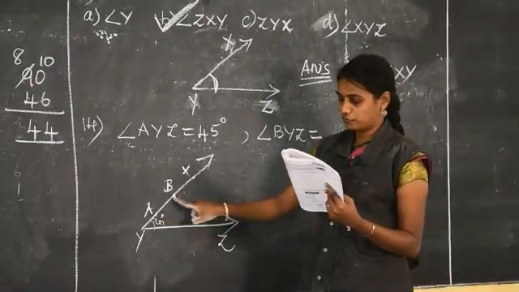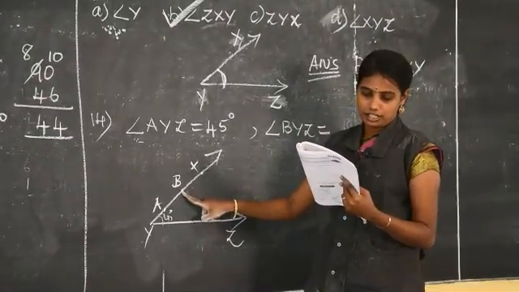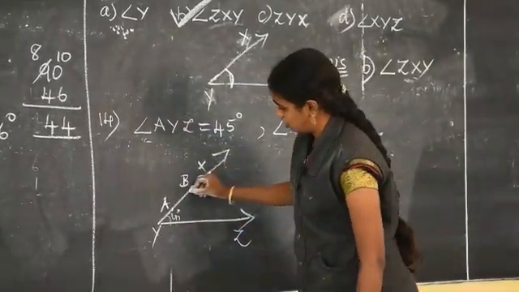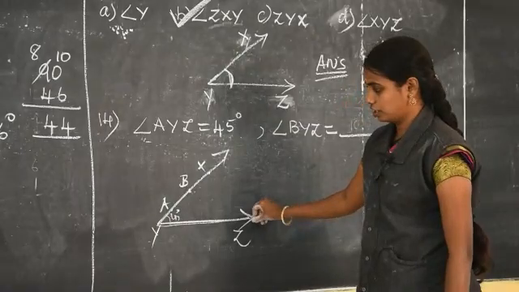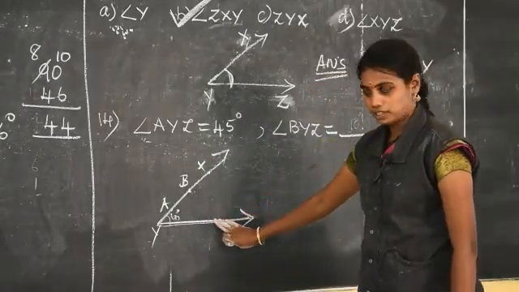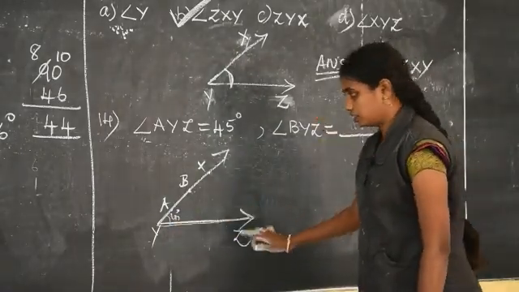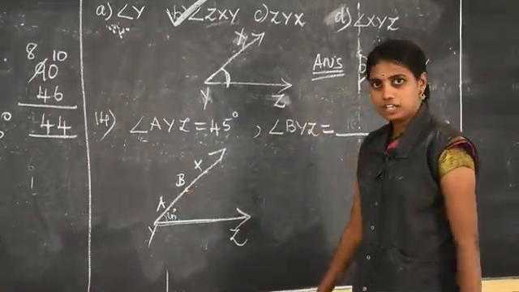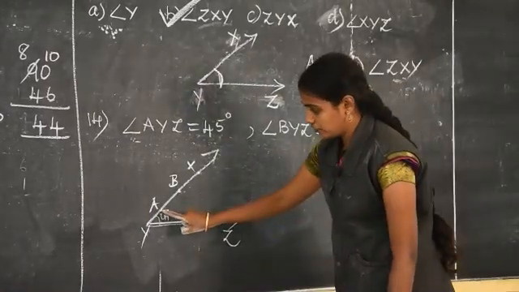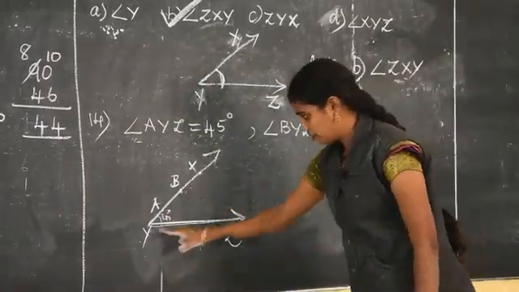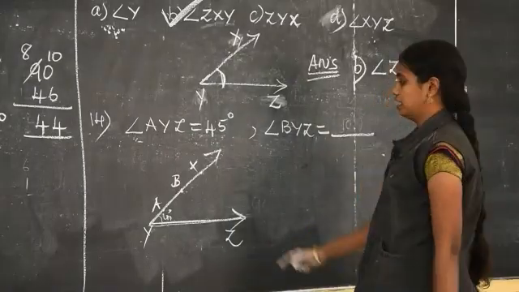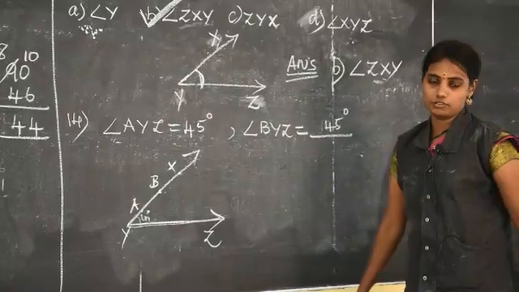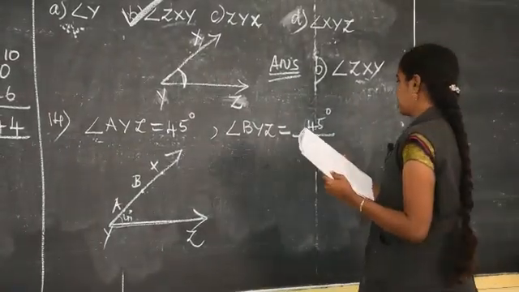Okay, the point A is shifted to B along the ray. Then the measure of angle BYZ. See here, if you write angle BYZ, this angle is the same. If you go for XYZ also, the angle is the same. The 45 degree is the same. It's not going to be changed. You can give your name AYZ or BYZ, both are correct. The angle will not be changed. The answer is the same, 45 degree only. The answer is option B.